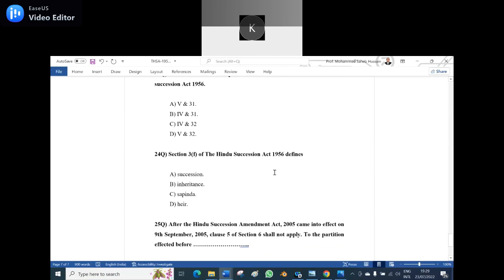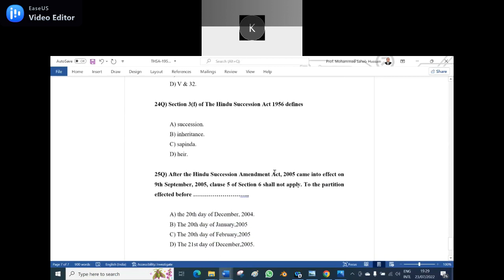24th question. Section 3, clause F of the Hindu Succession Act 1956 defines A, succession, B, inheritance, C, sapinda, D, heir. Option D is the correct answer. 3F defines heir. Heir means varasudu, successor.